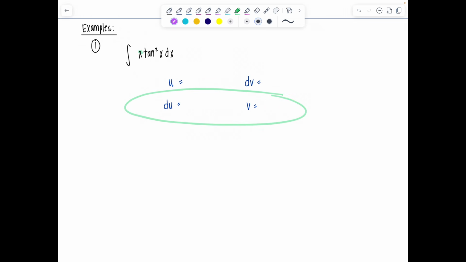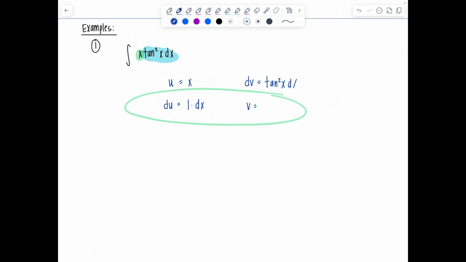That's why it works out great if you have a polynomial expression to let that be u, because when you differentiate, they always reduce in power or become simpler. So du in this case would be 1 dx. And then the rest of the integral has to be dv, the rest of it, all of it. So tan squared x dx.